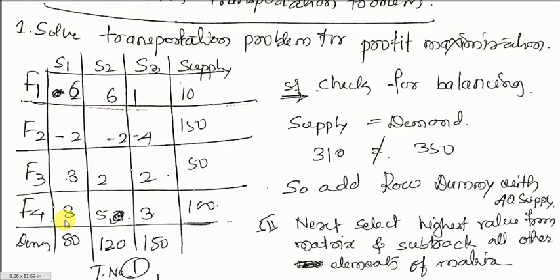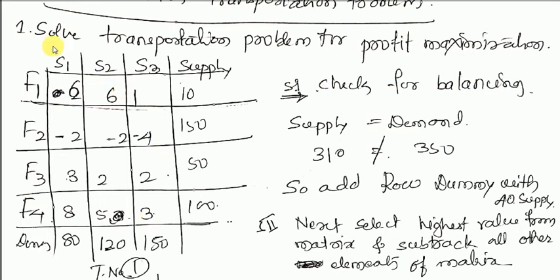8 is the maximum. From this 8 we have to subtract all these: 8 minus 6, 8 minus 6, 8 minus 1, 8 minus of minus 2, 8 minus of minus 2, 8 minus of minus 4, 8 minus 3, 8 minus 2, 8 minus 2, 8 minus 8, 8 minus 5, 8 minus 3. This is called transforming a maximization problem into minimization.